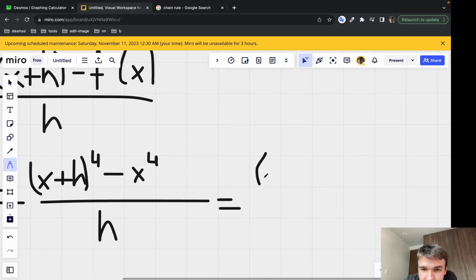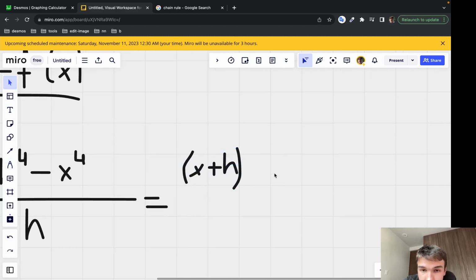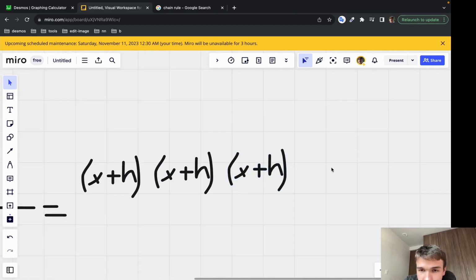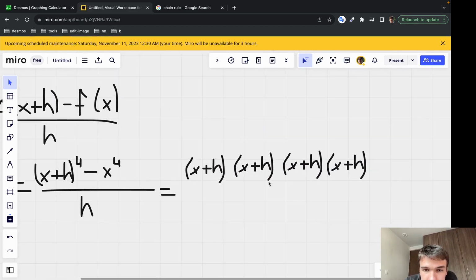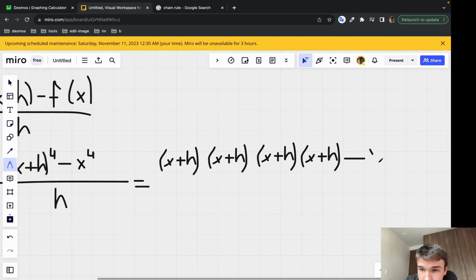Now we might use the formulas which would simply shorten our time, but I'm going to do it pretty much explicitly. So I'm going to write this, then copy this 4 times: first time, second time, third time, and the 4th time. So now we got our expansion. This is basically this, and of course the multiplication between them. Now we just add what we missed, x to the 4th, over h.